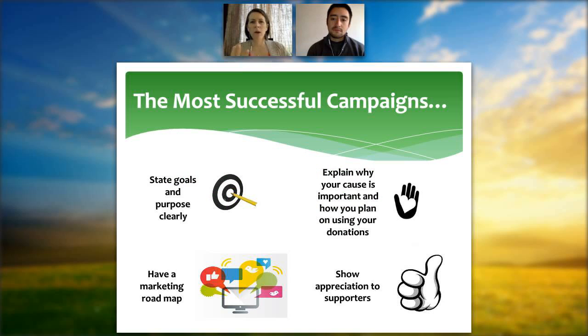So what I like to say is that successful campaigns have 4 things in common. So number 1, they state their goals and purpose clearly. So you need to be clear on the mission of your campaign. What are you raising money for? And you need to be able to articulate that in like 2 sentences. You need to explain why your cause is important and how you plan to use the money. The reason is because you want to set yourself up to report back on impact.